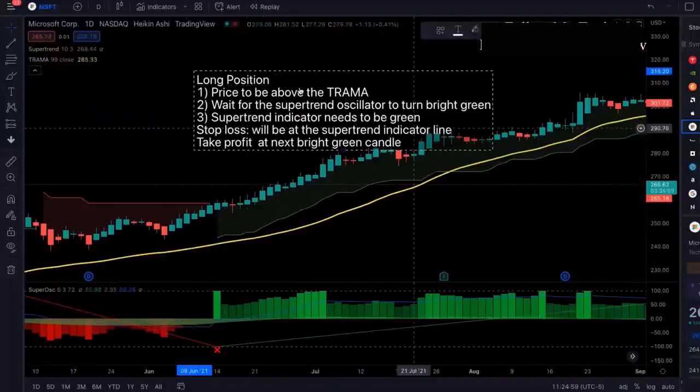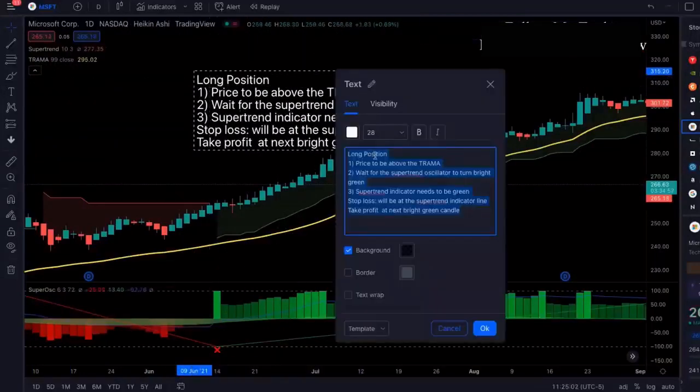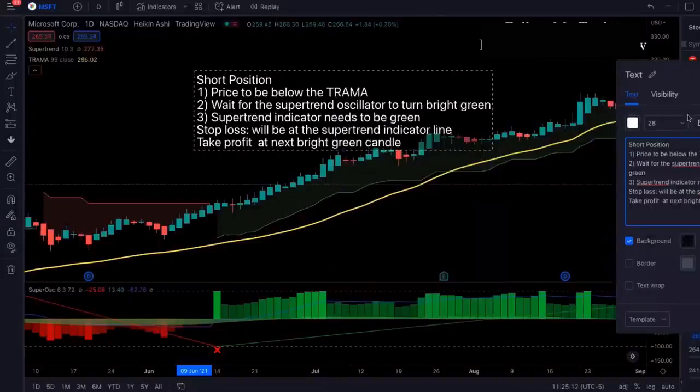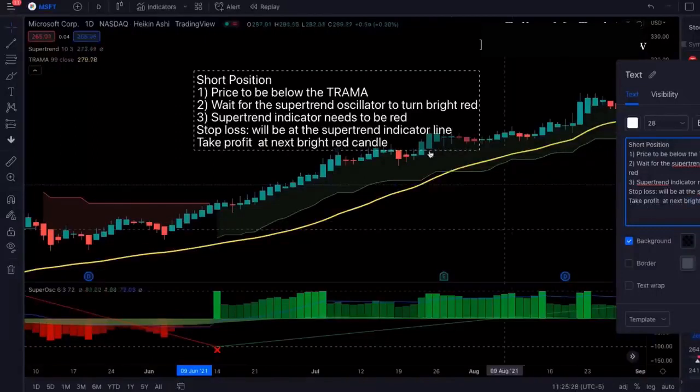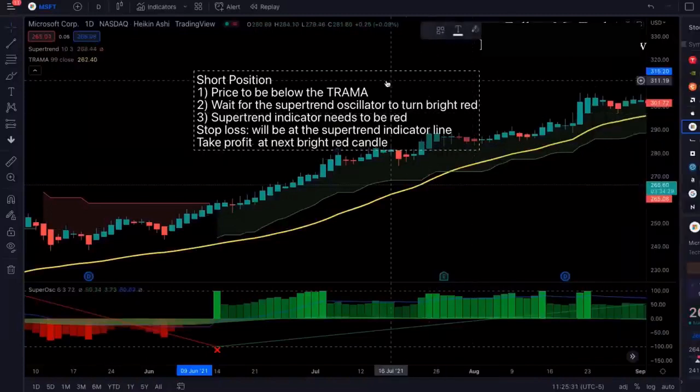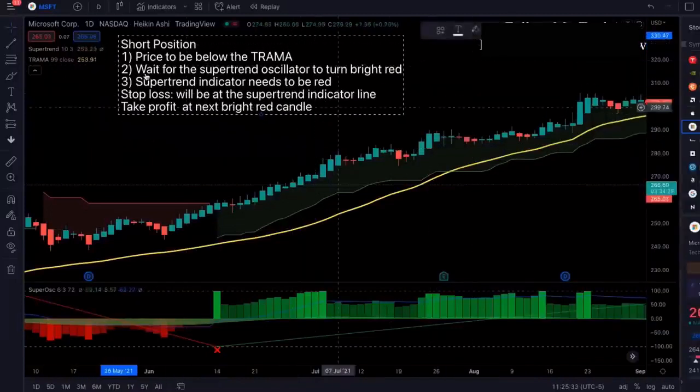Now, for the short positions, it's going to be the exact opposite, okay? You want your price to be below the trauma. You wait for the Supertrend oscillator to turn bright red. Your Supertrend indicator needs to be red at the time, and your stop loss will be at the Supertrend indicator line, and take profit will be at the next bright red candle. Okay? Make sense? All of these things.